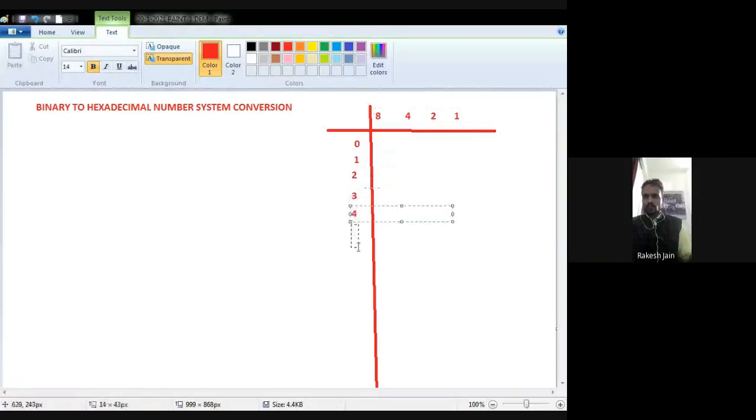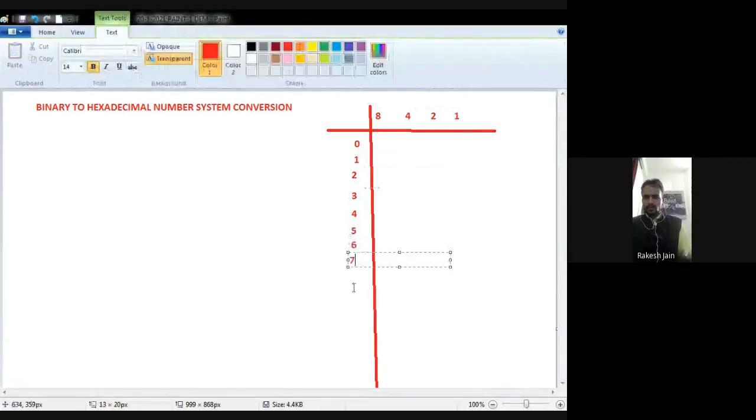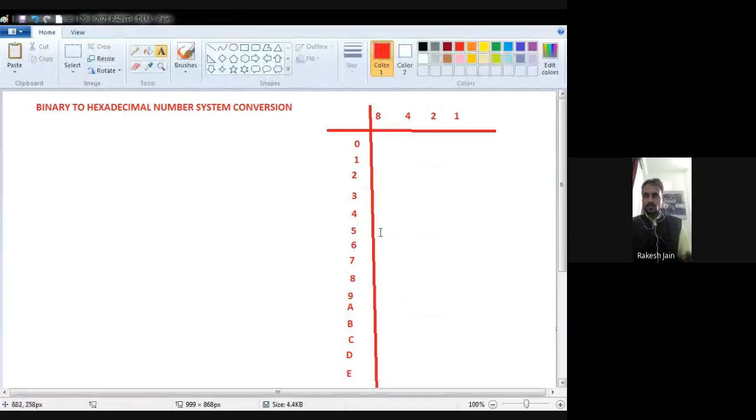So 0, 1, 2, 3, 4, 5, 6, 7, 8, 9, then A, B, and the last number is F. The last number is F, 0 to F, that is the base is 16.